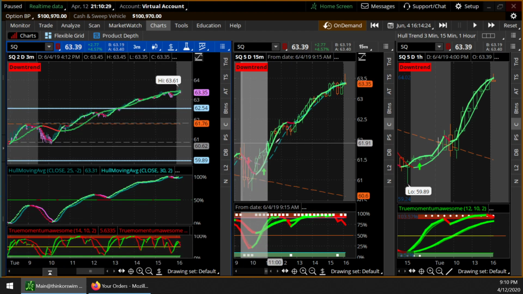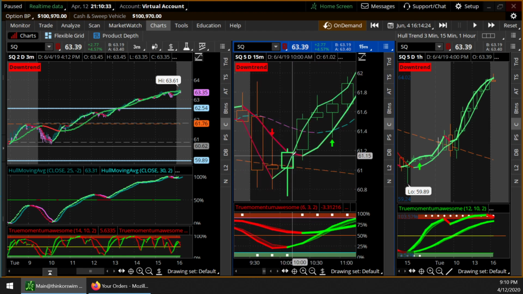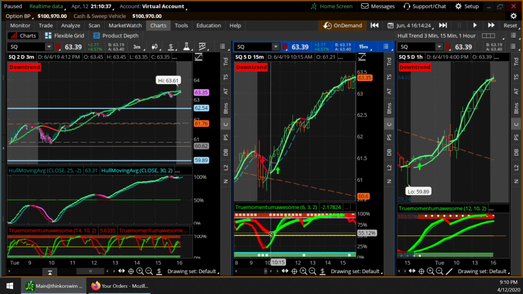Now, the 15-minute. This is one of the biggest ways I determine what the market is doing when I go to day trade. I rely very heavily on the true momentums on the 15, more heavily than I do on the 3-minute. Because to me, looking at this, I don't go against whatever the true momentum is saying, and that makes it so much easier for me.